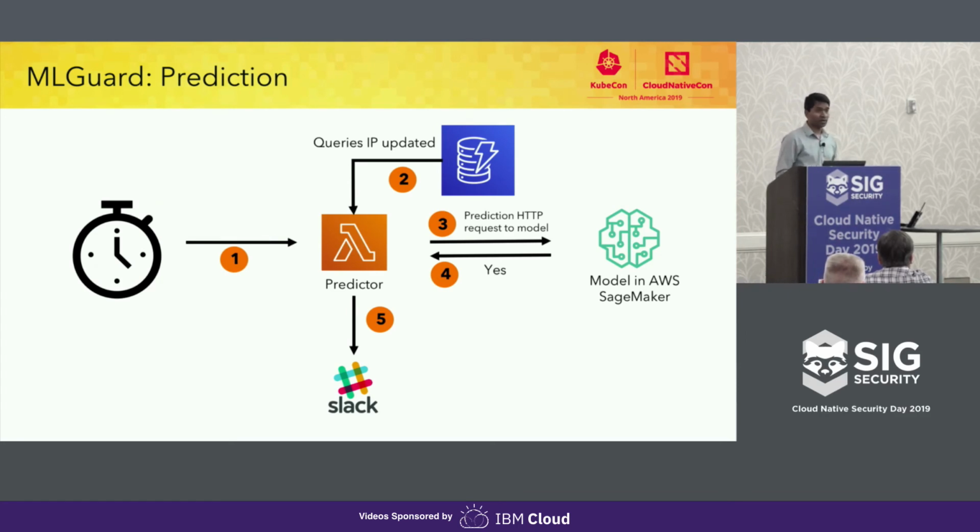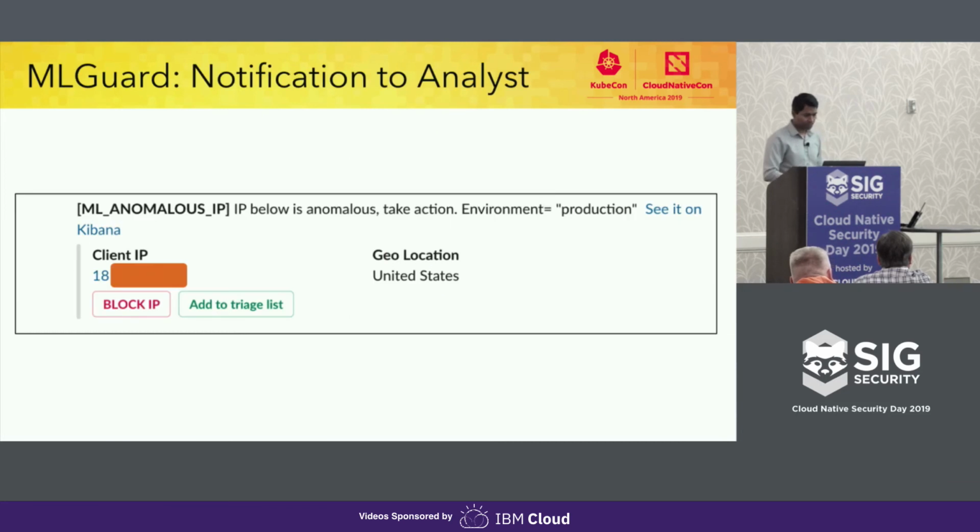And if the predictor Lambda finds out that this is a bad IP, we get notified on Slack saying that there is an attack going on, or this IP is sending bad requests, look into it. And through Slack, we can, again, take automatic response. So this is a notification to a security analyst. I took some details off from this alert. Those who are interested, I can show you offline.